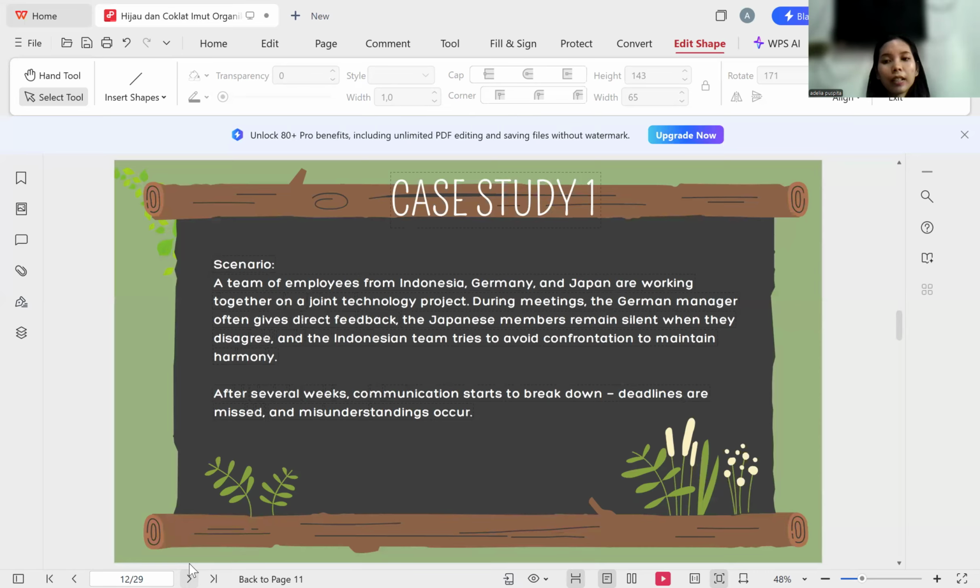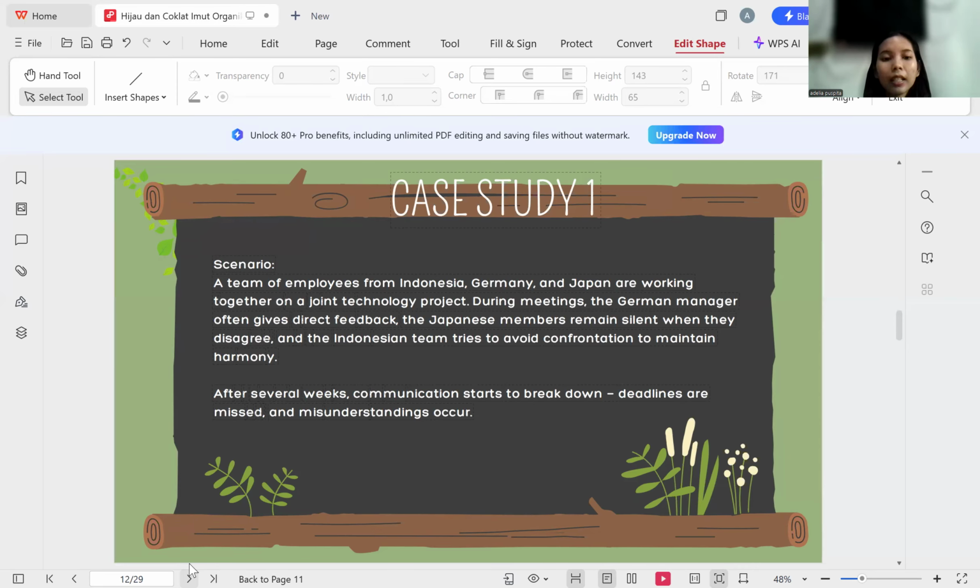Next, I have three case studies, and the first is this: a team of employees from Indonesia, Germany, and Japan are working together on a joint technology project. During the meetings, the German manager often gives direct feedback. The Japanese member remains silent when they disagree, and the Indonesian team tries to avoid confrontation to maintain harmony. After several weeks, communication starts to break down, deadlines are missed, and misunderstandings occur.